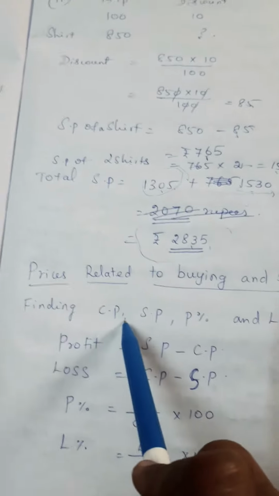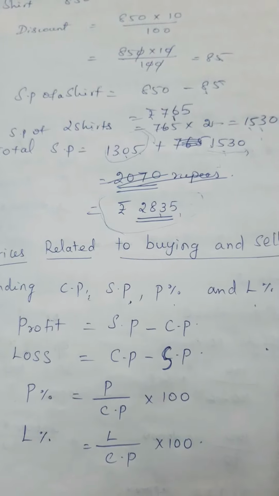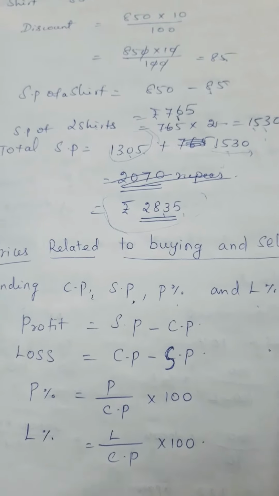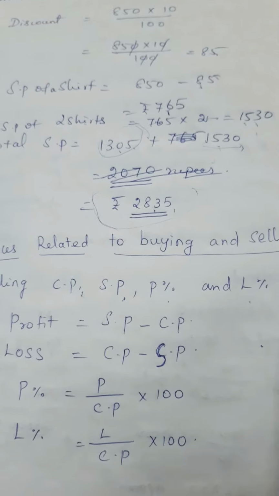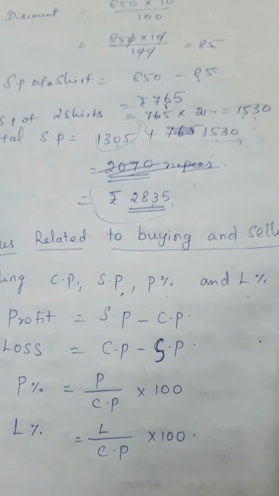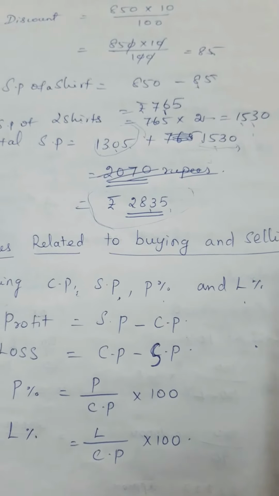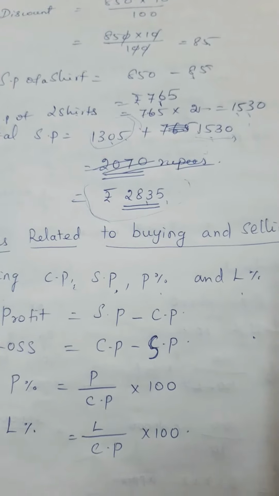So, finding cost price, selling price, profit percent, profit, loss, all this we have to recall now. We know that if you are buying a book for rupees 100 and selling it for 110, what will you get? Will you get a profit or a loss? Yes, of course, we will get a profit. How much is the profit? 10 rupees is the profit.